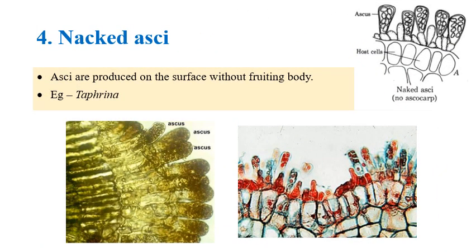Next one is the naked ascus. Very simple. There is no fruiting body, the asci are simply produced outside. Asci produced without a fruiting body is known as a naked ascus. Naked means no fruiting body, like naked means no dress. So in a naked ascus, asci are produced just outside without a fruiting body. A very important example is Taphrina deformans, which causes peach leaf curl. Peach leaf curl is caused by Taphrina deformans, which produces naked asci. It's a very important one.